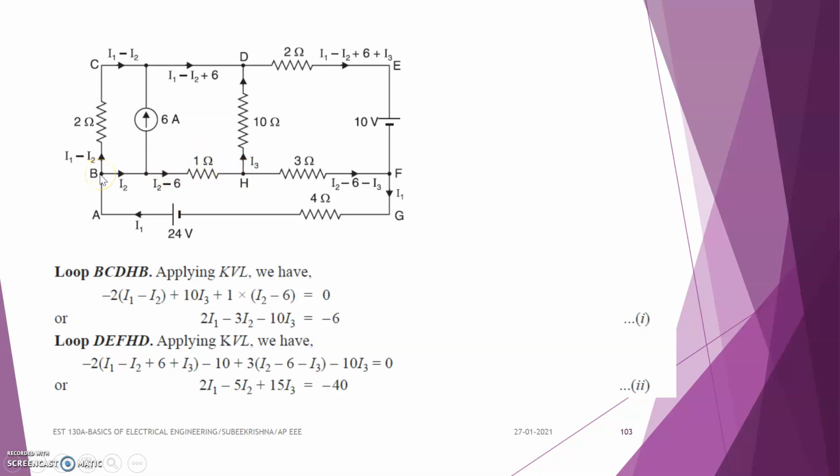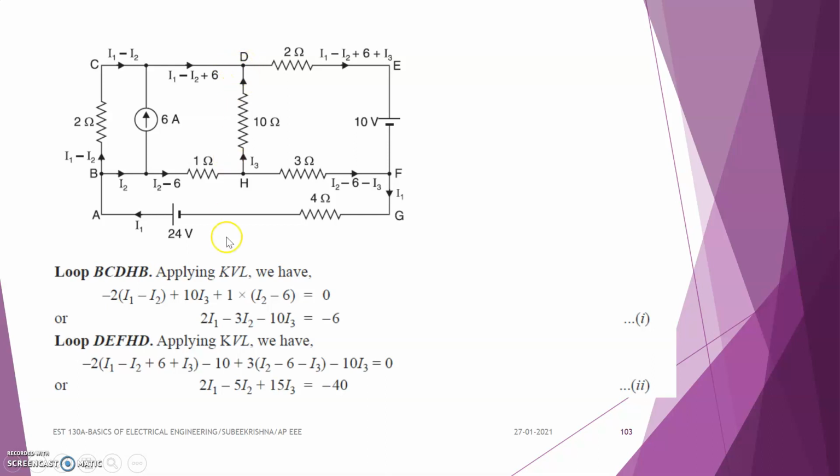And here I1 is entering at the point B, and I2 is leaving from this junction. So the current which is flowing through this 2 ohm resistor is I1 minus I2. And at point C we get I1 minus I2, and the same current is flowing here also. And at this point I1 minus I2 and the effect of 6 ampere is also coming here. So I1 minus I2 plus 6 ampere is flowing through this section.